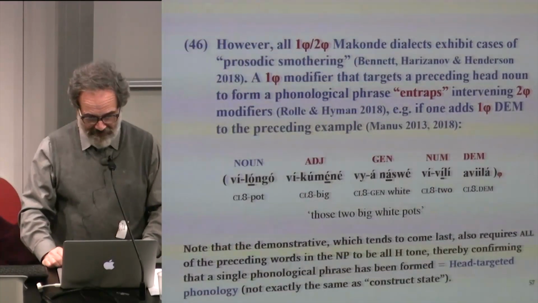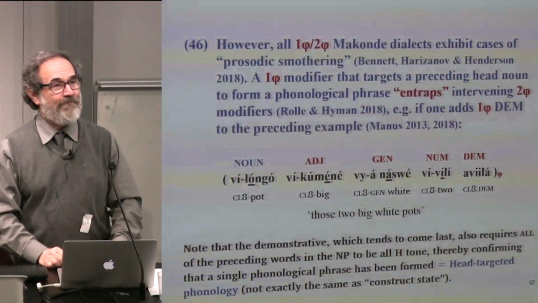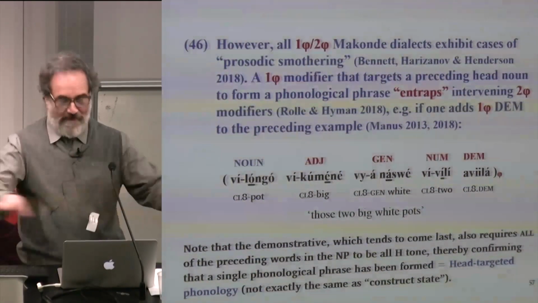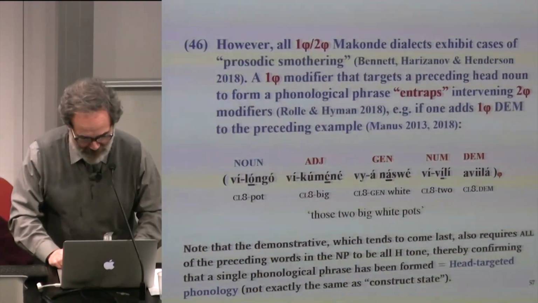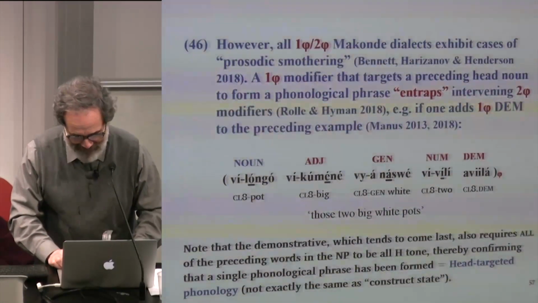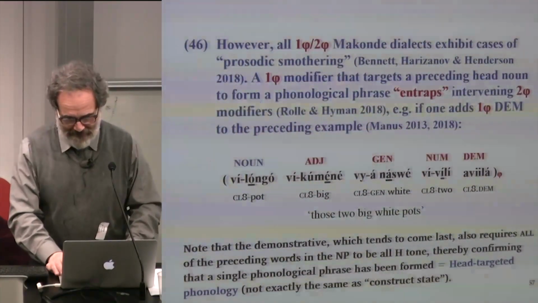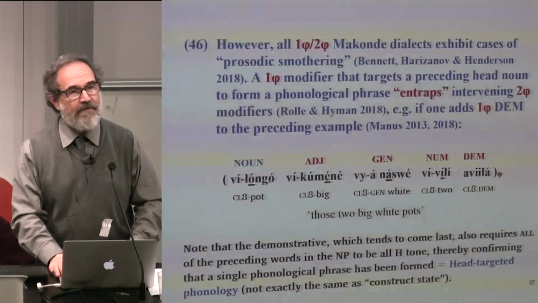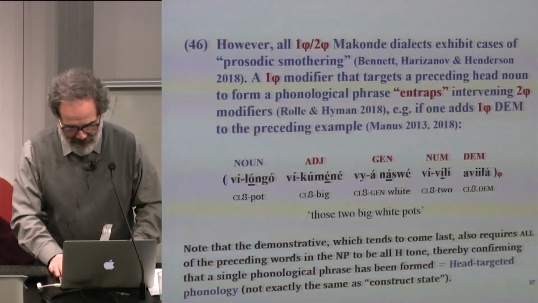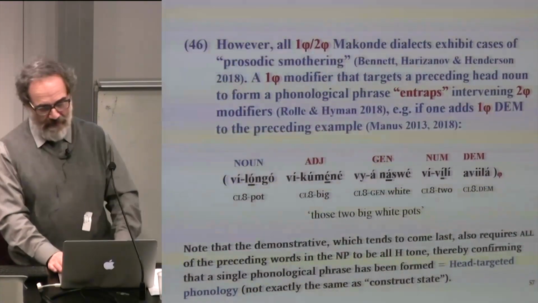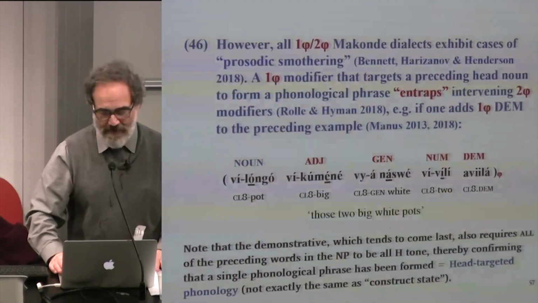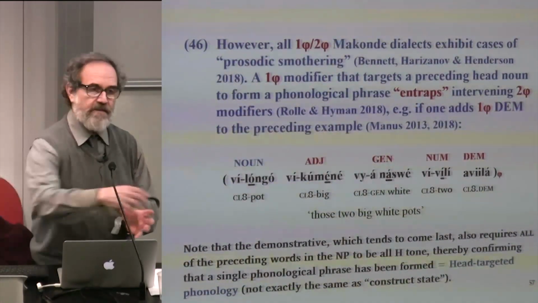You also will note that it's all high tone. The demonstrative also says, I want everybody to have all high tone. I'm going to try to pronounce it. It's too many high tones. Okay. So that also confirms that we have a single phonological phrase. So that's smothering, entrapment, and so forth. What this is showing is that this is what I call head-targeting phonology. It's showing that the demonstrative wants to hit the head.